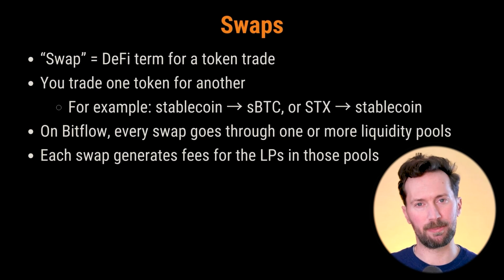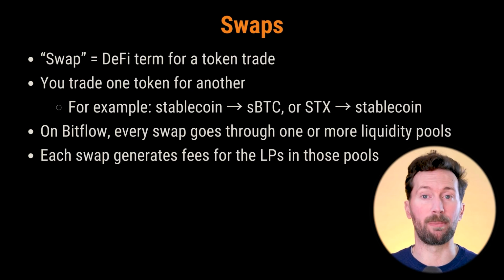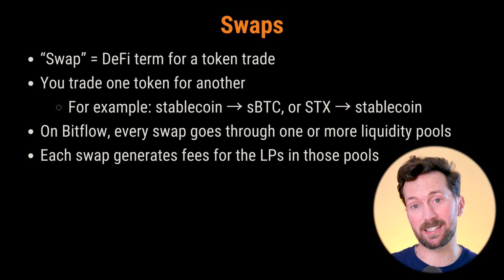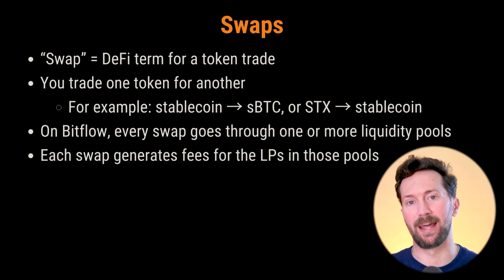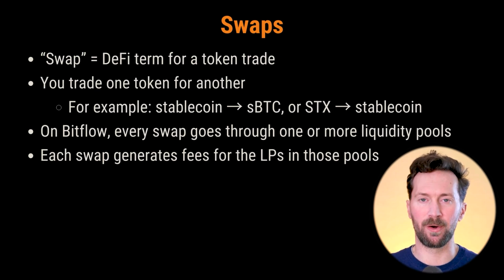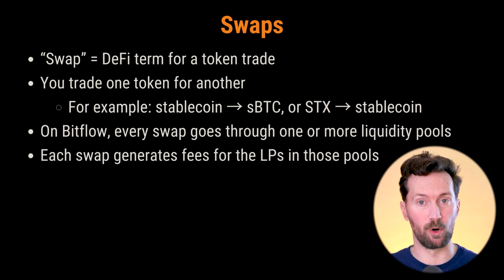Next, we'll talk about swaps. A swap is just DeFi language for a trade. So you're swapping one token for another, for example, swapping a stablecoin into SBTC or swapping STX into another stablecoin, or trading between any two supported assets. On Bitflow, every swap goes through one or more liquidity pools and generates fees for the LPs in the pools.